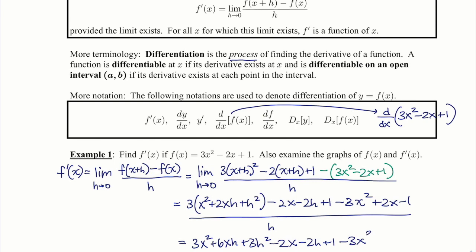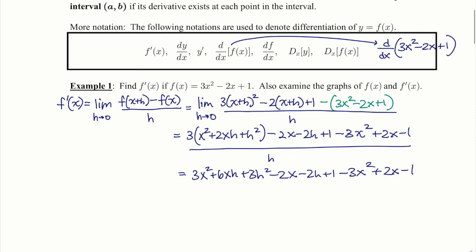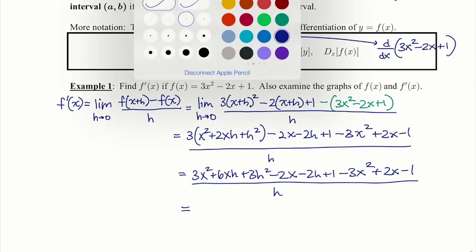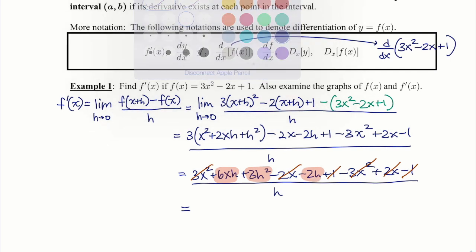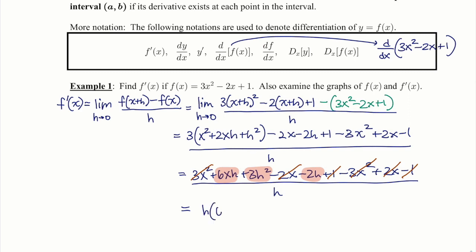And I keep simplifying my numerator until my goal is to be left with a bunch of terms that have a factor of h in them so that we can reduce that factor of h in the denominator. We should be there in this next step. I have a 3x squared minus 3x squared. I have a 2x minus 2x, and I have a 1 minus 1. And the terms that are remaining are those 3, and they all have an h. So I want to factor an h out of those.